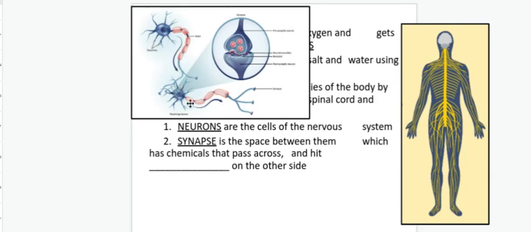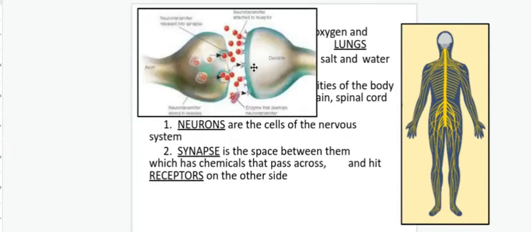end of one neuron and here's the beginning of the next. That little space right there between the end of one neuron and the start of the next, if I magnify it even more, it has little chemicals that go across and they attach to these proteins on the outside called receptors. They fit into the receptors by shape. All right, so that's the nervous system. You're reacting to the environment so that you can maintain homeostasis.